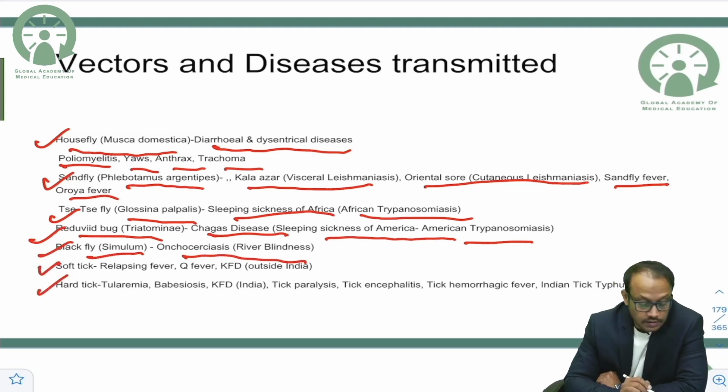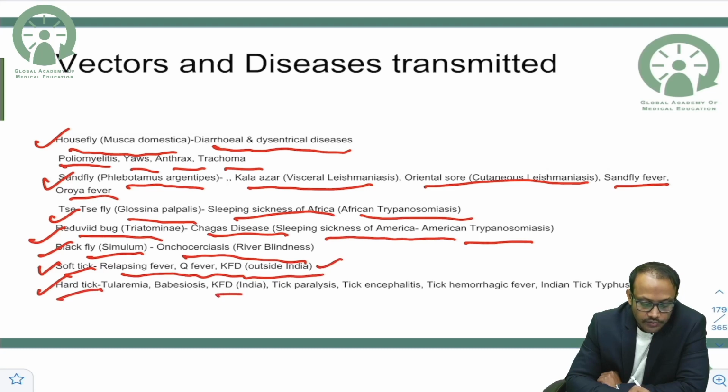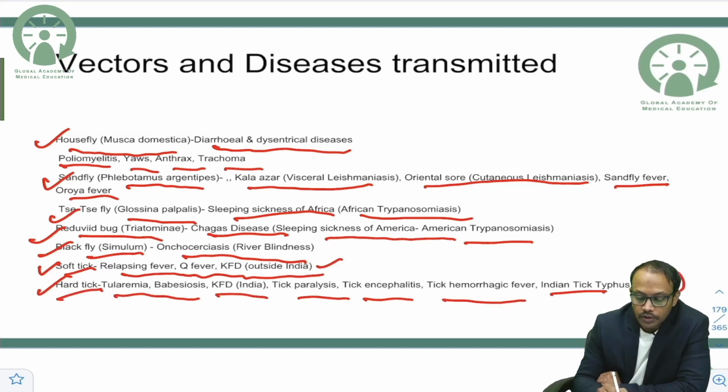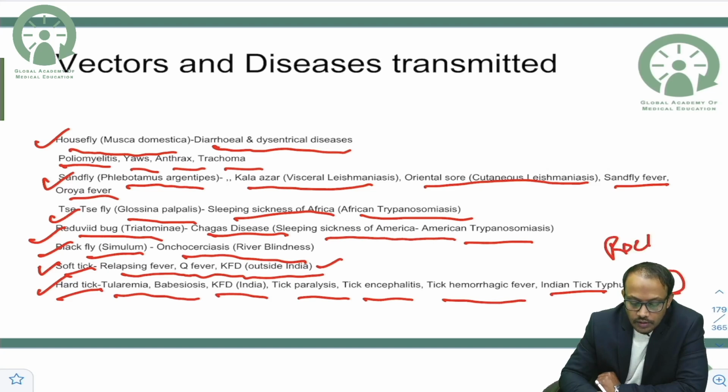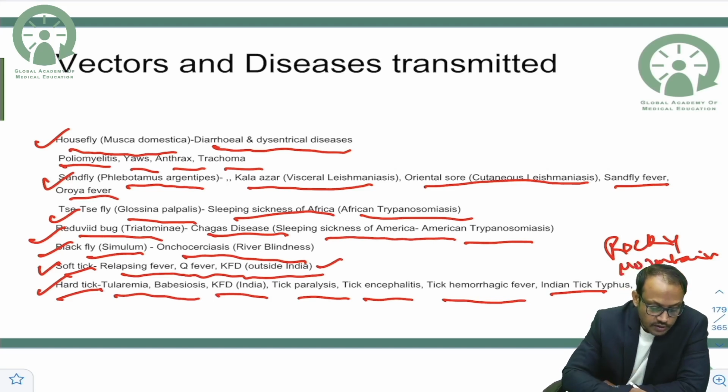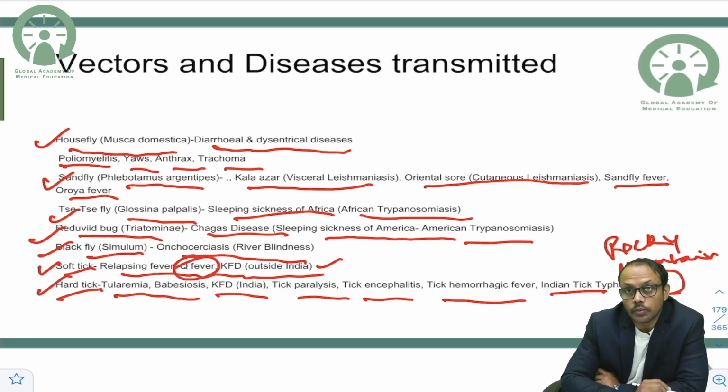very important ticks. This soft tick causes relapsing fever, Q fever and Kyasanur Forest disease outside India. Hard tick causes Kyasanur Forest disease in India, tularemia, babesiosis, tick paralysis, tick encephalitis, tick hemorrhagic fever, Indian tick typhus and Rocky Mountain spotted fever. Hard tick spreads more diseases than the soft tick. And you see in Q fever, it is usually not in humans by these soft ticks. It is actually in the animals.